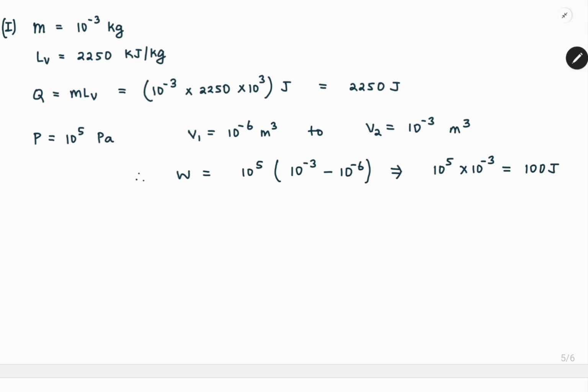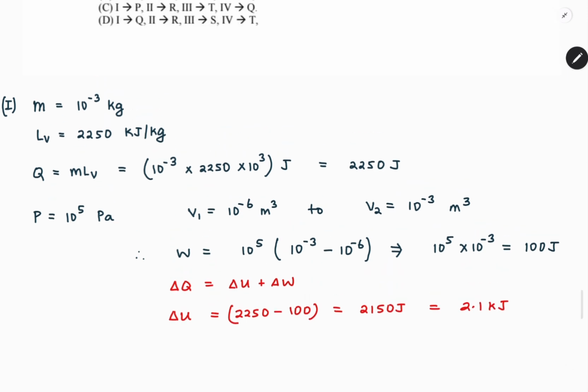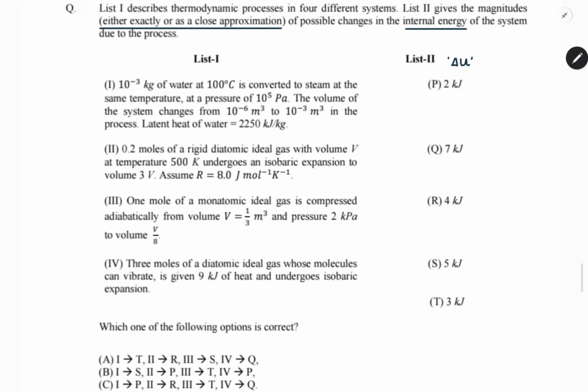So now if we use the first law of thermodynamics, that delta Q equals delta U plus delta W, from here we can write that delta U is equal to delta Q, that is 2250, minus delta W, or 100 joule. So we get 2150 joule, which is roughly 2.1 kilojoule. So if we come to the option part, we don't have 2.1 anywhere, but we have a P option which is 2 kilojoule, and that is why I mentioned either exactly or as a close approximation. So it is going to play a very important role. So for the first one we are saying that option P matches.